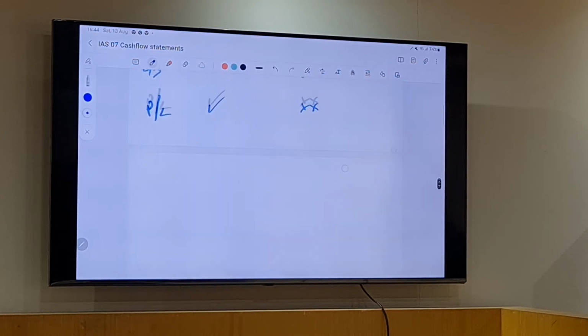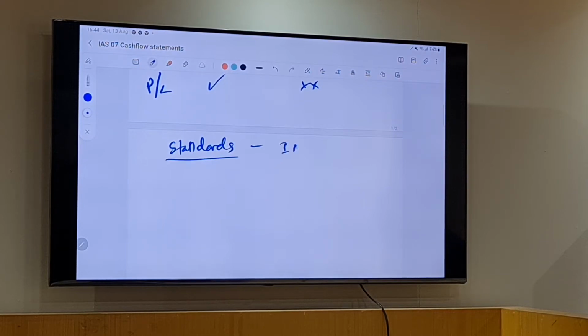Now, based on the standard, now we talk about the standard, IAS. So, for any given accounting standard, there is a way of reading it. The very first point is the objective. What is the objective behind studying IAS? To understand the accounting rules required to prepare a cash flow statement.